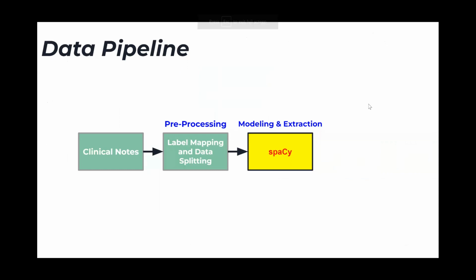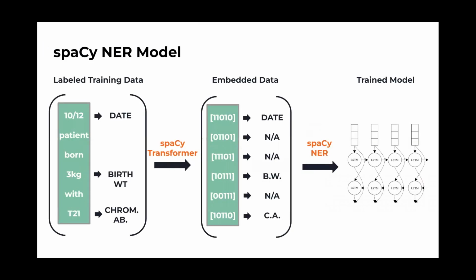Once pre-processing is complete, the next step of our data science pipeline is modeling, or extracting the named entities. To do this, we use a Python library known as spaCy, which is a state-of-the-art NLP framework. Our spaCy model takes in labeled training data, as shown on the left, and uses a transformer to create word embedding vectors. Then, the NER step learns the weights of a neural network, which uses LSTM, long short-term memory cells, in order to preserve meaning across sentences and paragraphs.